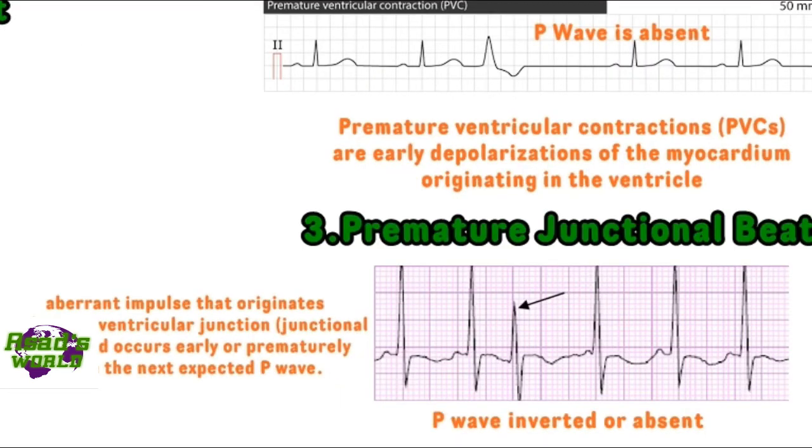Now we're going to talk about premature junctional beats, and these beats arise due to aberrant impulses that originate in the AV junction and actually occur prematurely before the next expected P wave. Because of this, you will observe an inverted or absent P wave.